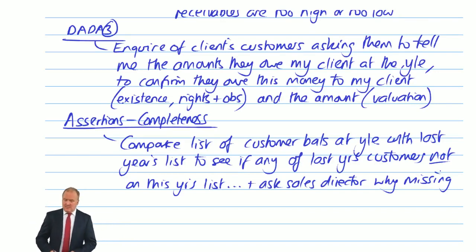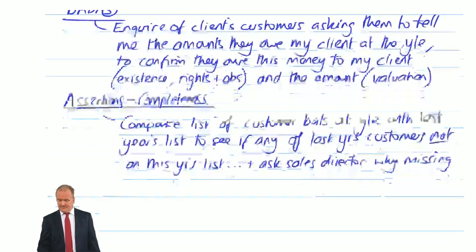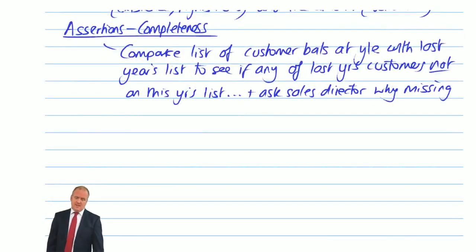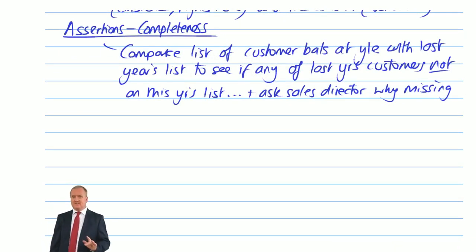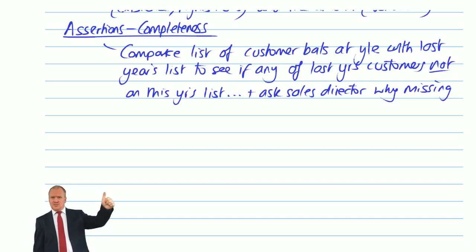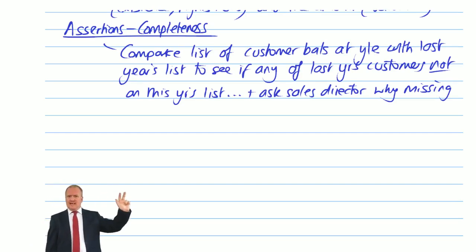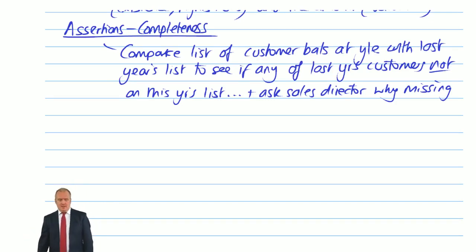But the sales director might say, I've got no idea, we sell loads of stuff to those guys. I'm surprised they're not on the list. It might indicate a missing balance. And that is the best way to go about coming up with substantive tests. Think assertions, A-E-I-O-U, D-A-D-A-3, and try to use all of them. Now, I've only come up with 3 tests there. I could carry on doing that all night.